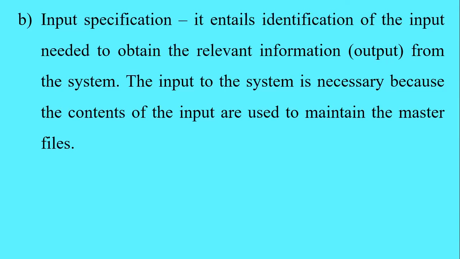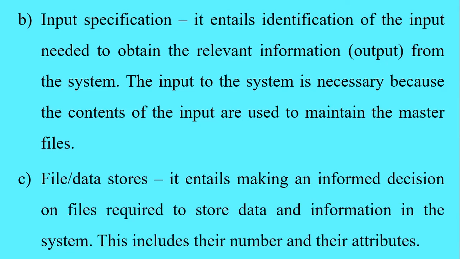Number two is input specification. It entails identification of the input needed to obtain the relevant information, that is output, from the system. The input to the system is necessary because the contents of the input are used to maintain the master files. Number three is file or data stores. It entails making an informed decision on the files required to store data and information in the system. This includes their number and their attributes.